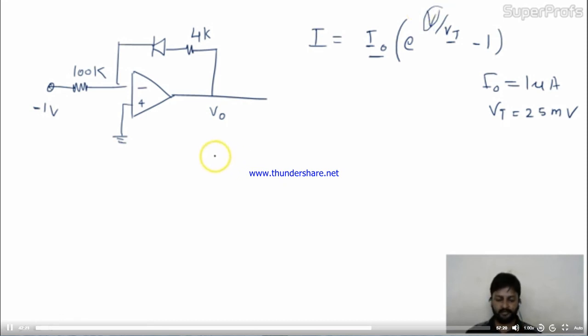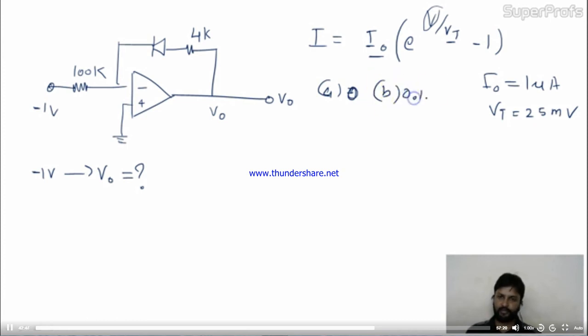Okay, fine. Now the question is, for an input of Vi equal to minus 1 volt, what is the output voltage V0? For V in minus 1 volt, what is the output they are asking? This is the question. And you have options: A equal to 0, B 0.1, C 0.7 and D 1.1. Okay, friends.